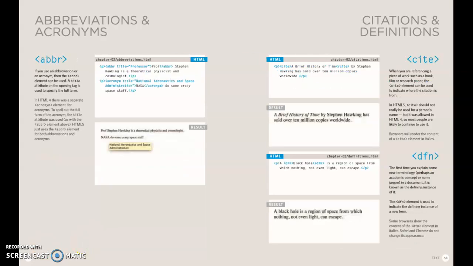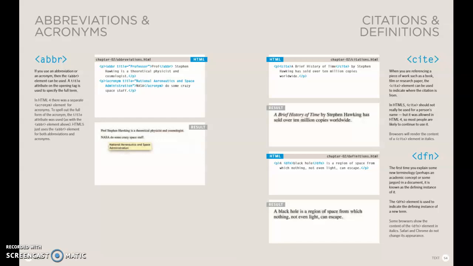If you use an abbreviation or an acronym, then the ABBR element can be used. A title attribute in the opening tag is used to specify the full term. For citations, when you are referencing a piece of work, such as a book, film, or research paper, the cite element can be used to indicate where the citation is from.